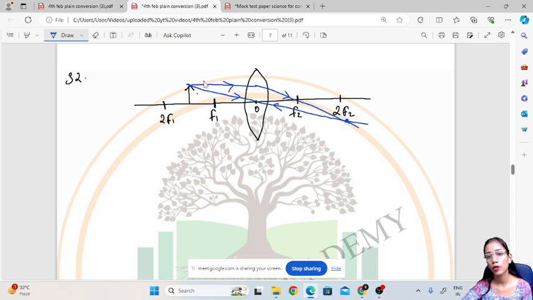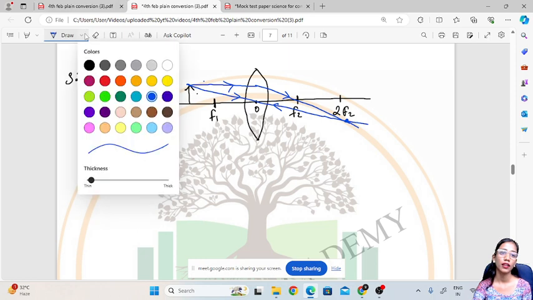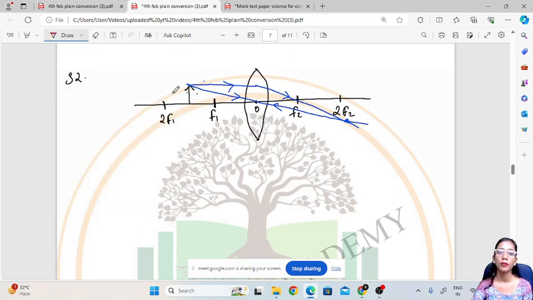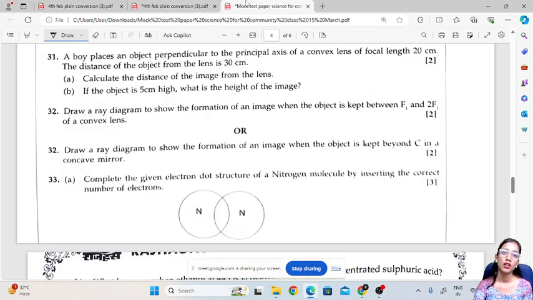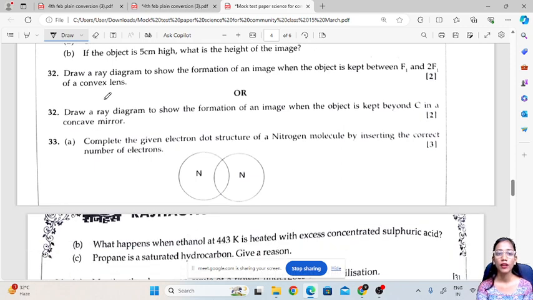Now where are these rays meeting? Both are meeting beyond 2F2. So the image formed is beyond 2F2. This is the correct way of drawing the ray diagrams. You have to get the precise positions. So this is done.